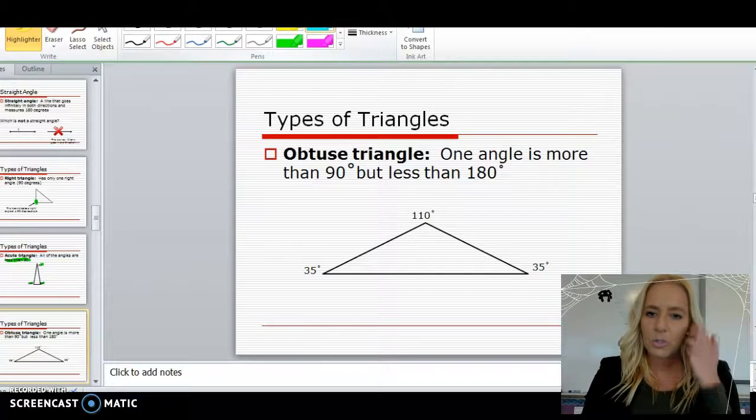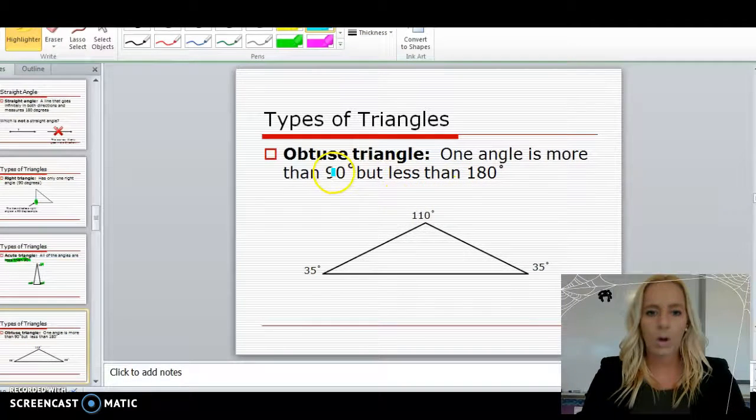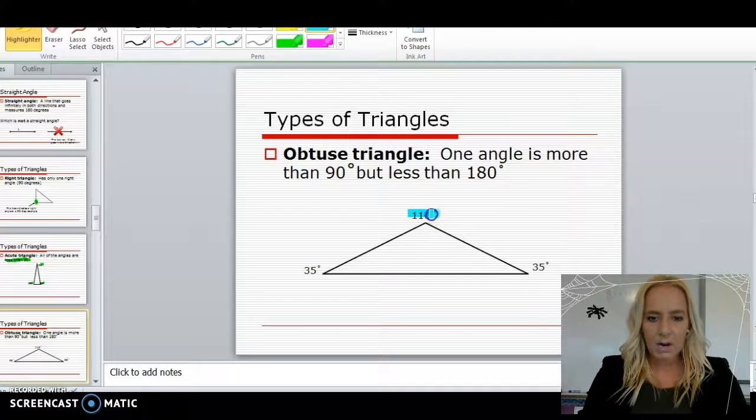Then we have an obtuse triangle. An obtuse triangle is when one angle is greater than 90, but less than 180. So in this case here, 110 is between 90 and 180. Therefore, this is an obtuse angle, and it makes it an obtuse triangle.